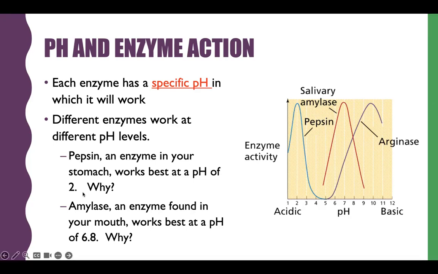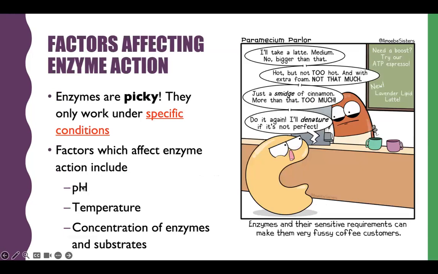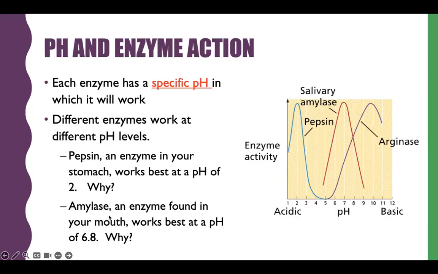So let me ask you this. If we were to put amylase in your stomach, what do you think would happen? Or what do you think if we put pepsin into your mouth? Well, remember that enzymes are very picky, and one of the reasons was your pH levels. So if pepsin is at a pH level of 6.8, it's going to denature. Same thing with amylase. If amylase is not at a pH level of 6.8 and is at a pH level of 2, it's going to denature, aka be destroyed, and it can't be used ever again. Okay.